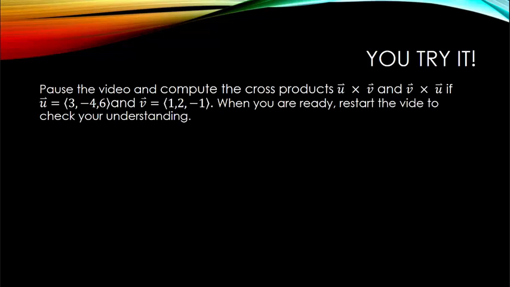Now you get to try it. Pause the video and compute the cross products of u cross v and v cross u, if the vector u is given by the components 3, negative 4, 6, and the vector v is given by the components 1, 2, negative 1. When you're ready, restart the video to check your understanding.